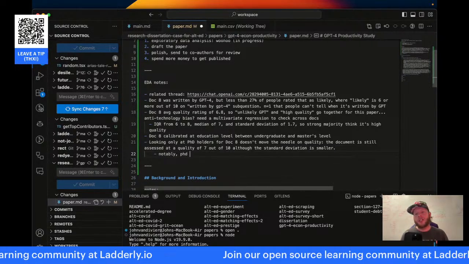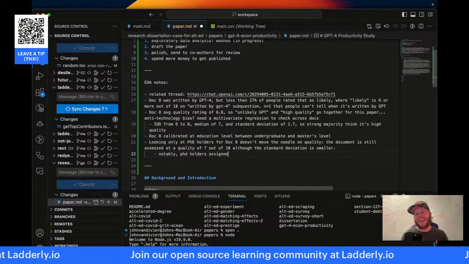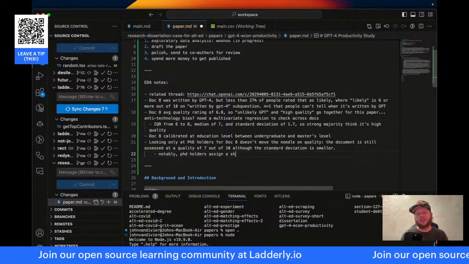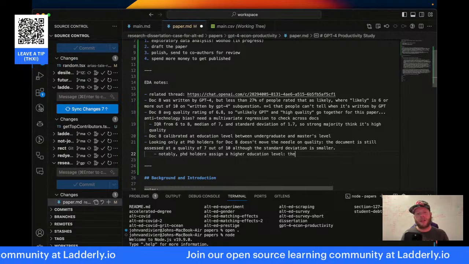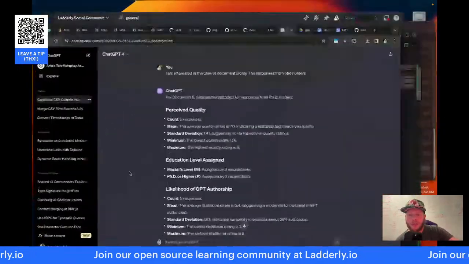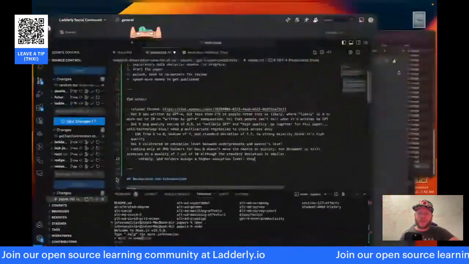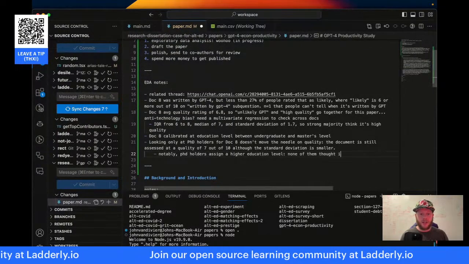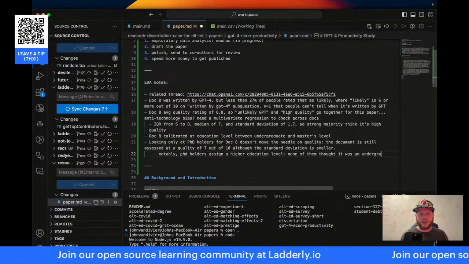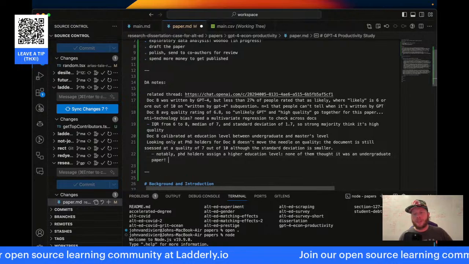Notably, PhD holders assign a higher education level. None of them thought it was an undergraduate paper. Okay?